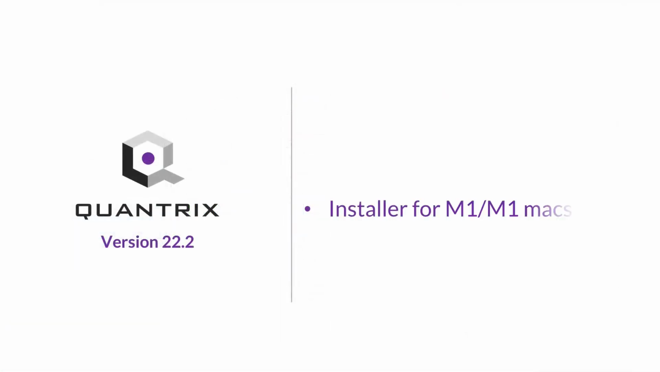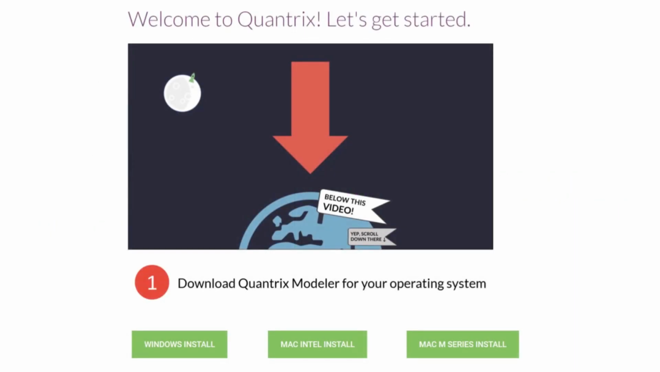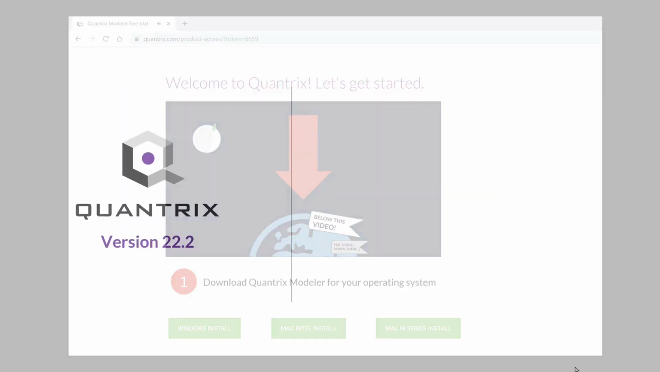Lastly, I'll mention a couple of quality of life improvements. If you are a Mac user with an M1 or M2 computer, we now have a new installer dedicated for those machines. In prior releases, we did automatically use the Rosetta translation environment, but this native installer should deliver some performance improvements for Quantrix on your new Mac.